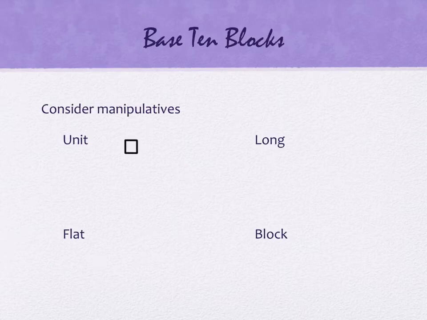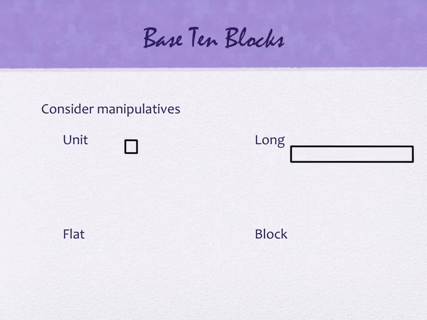You have longs, okay, because we have a base 10 system. 10 of the little units go together to make a long, okay? And in terms of drawing it, you don't have to draw out all the 10. You're just drawing a long piece, okay? That's a long.